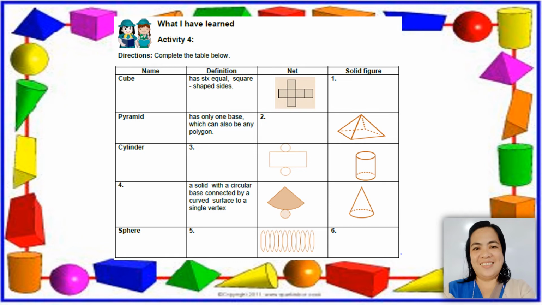Number 3, cylinder. What is the definition of a cylinder? Put it for number 3. There is already the net and a solid figure. For number 4, what do you call the solid figure that has a solid with a circular base connected by a curved surface to a single vertex? There is already a net and a solid figure, so what do you call that solid figure? For number 5, sphere. What is the definition for sphere? You write it for number 5. There is already a net, then you draw also the solid figure of a sphere.